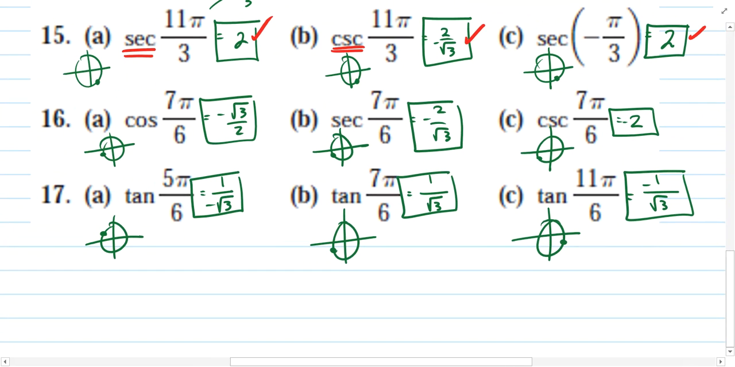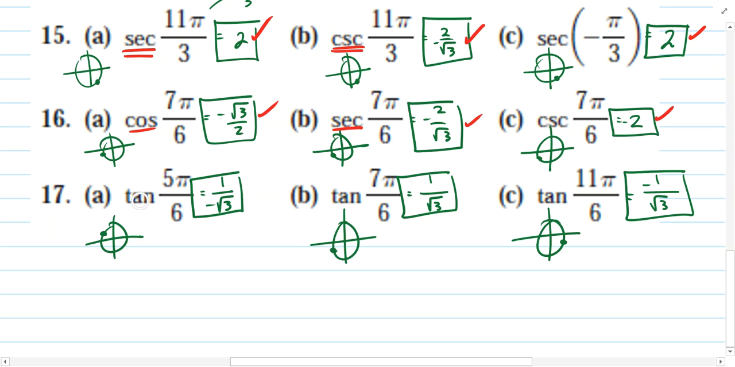For 16a, the x value at 7 pi over 6 is negative radical 3 over 2. And the reciprocal of the x value is negative 2 over radical 3. So same position, just the reciprocal when asked to find the secant instead of cosine. For cosecant, we want the reciprocal of the y-coordinate. So the y-coordinate is negative 1/2. The reciprocal of that is negative 2. So those all check out.